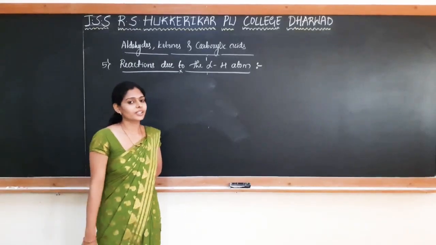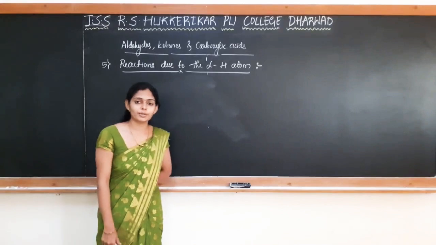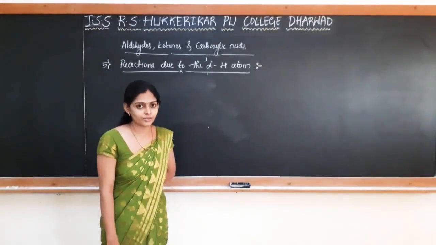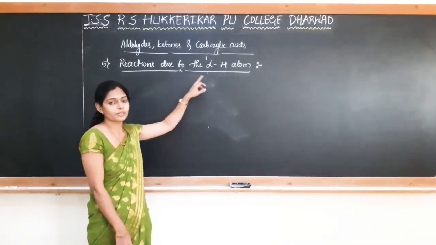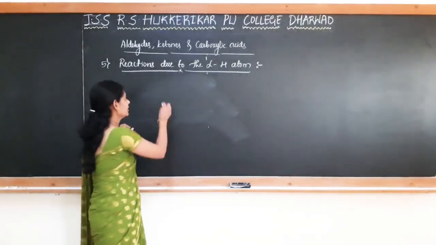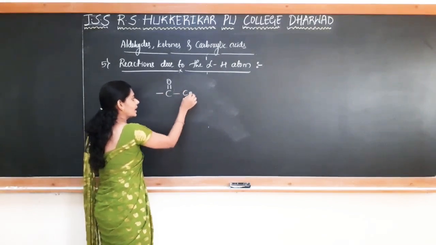Hello students, we will continue the chapter aldehydes, ketones and carboxylic acids. We were dealing with the chemical properties of aldehydes and ketones. Now we will continue the next reaction, that is reactions due to the presence of alpha hydrogen. See here, the alpha hydrogen atom is the one which is present on the alpha carbon atom.